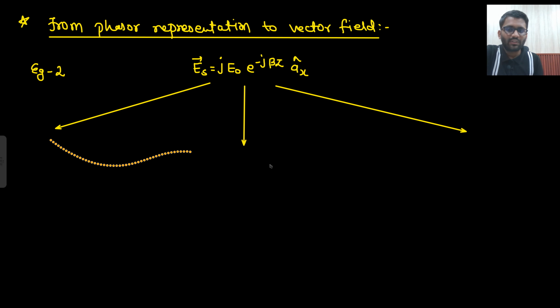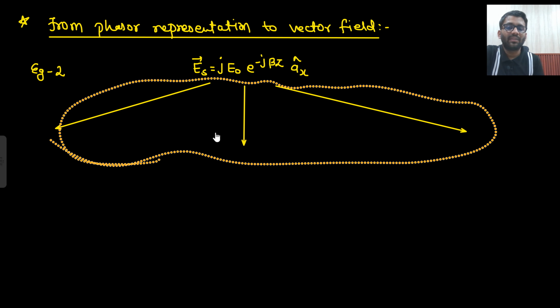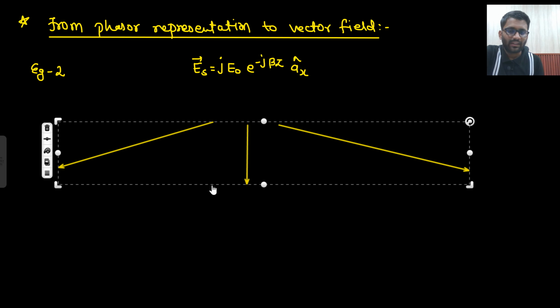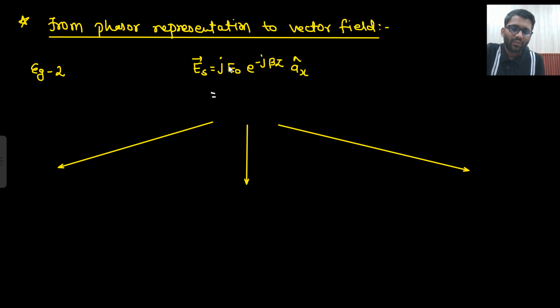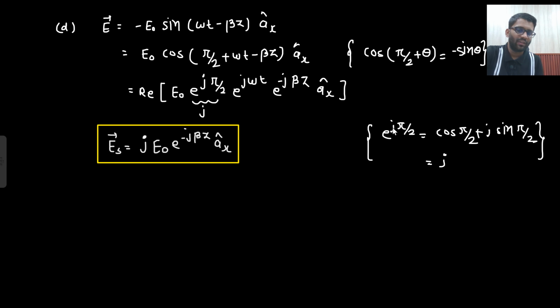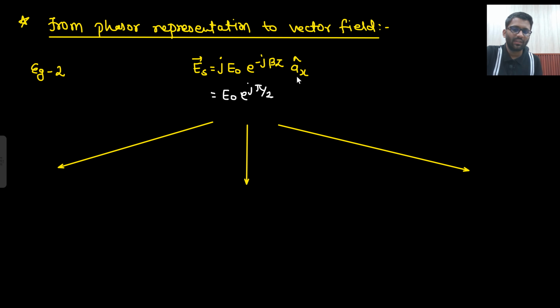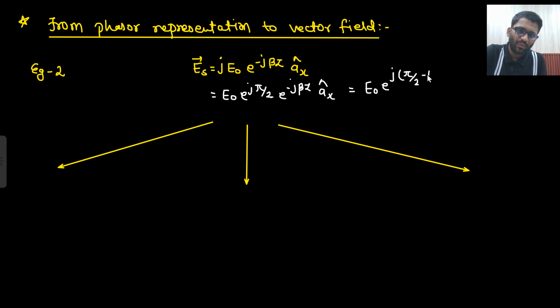So whenever you see these terms are written, that j term is there, let's not do it directly. First what we are going to do, we are going to convert this j. So j can be written as e to the power j pi by 2. Say yes or no. Here only we proved it. E to the power j pi by 2 is equal to j. So I can write this down: e to the power minus j beta z Ax cap. So my phasor is E naught e to the power j pi by 2 minus beta z Ax cap.